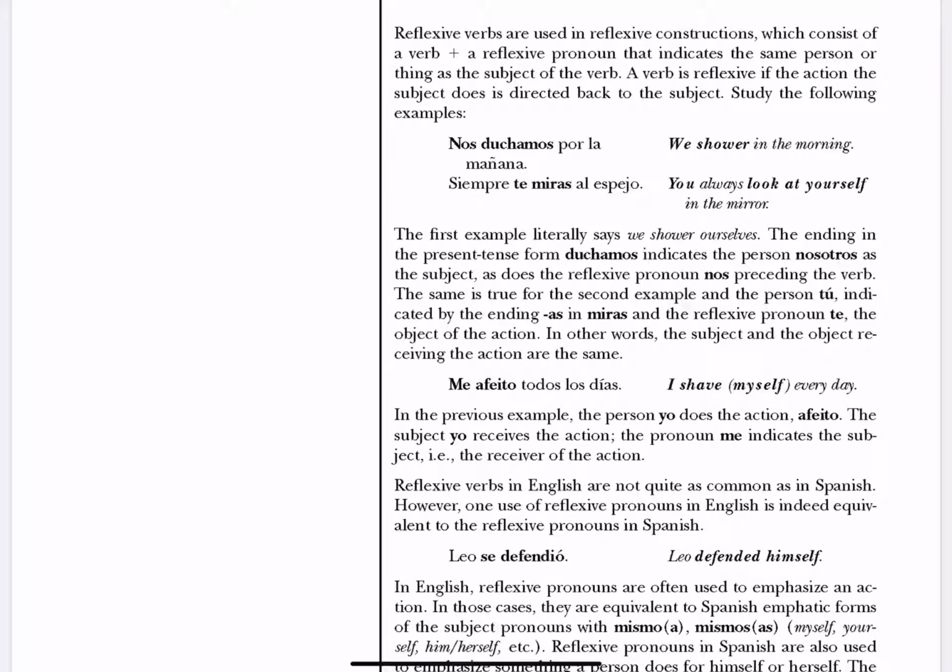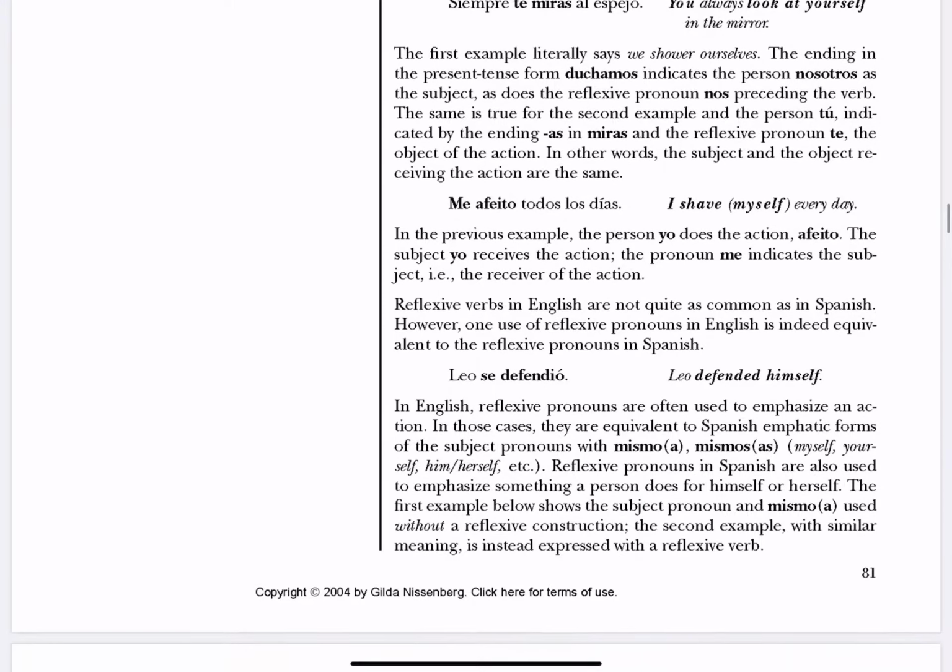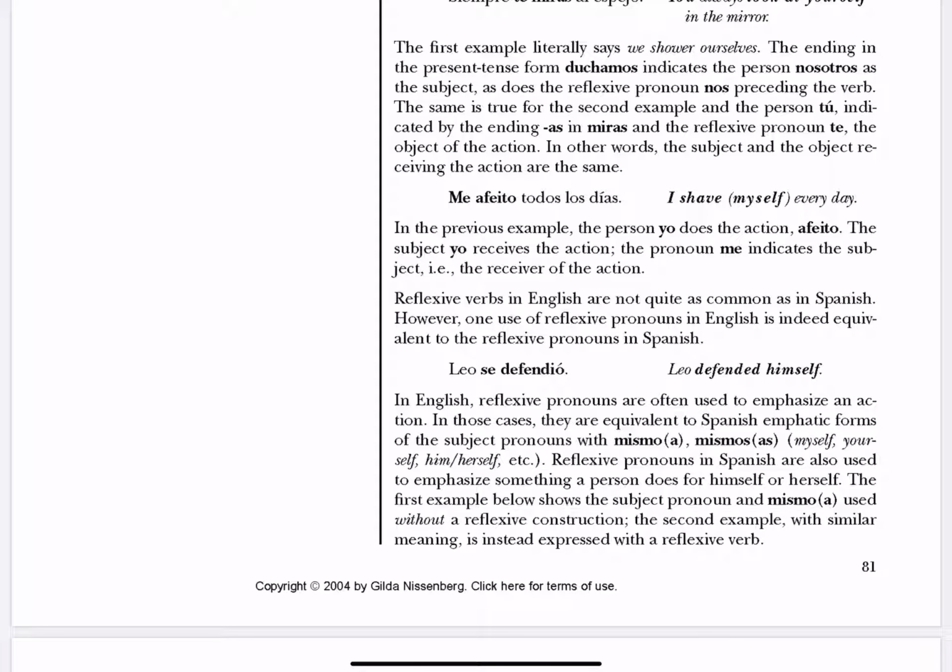"Siempre te miras al espejo." You always look at yourself in the mirror. So the first example literally says we shower ourselves. The ending in the present tense form duchamos indicates the person nosotros as subject, as does the reflexive pronoun nos preceding the verb. The same is true for the second example in the person tú, indicated by the endings as and miras, and the reflexive pronoun te. The object of the action, in other words, the subject and the object receiving the action, are the same.